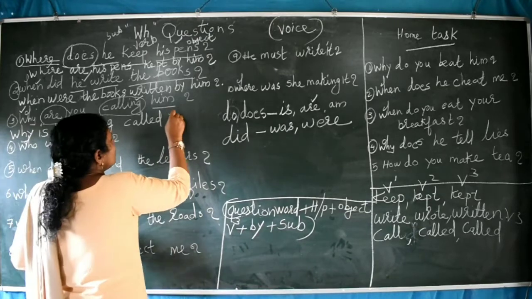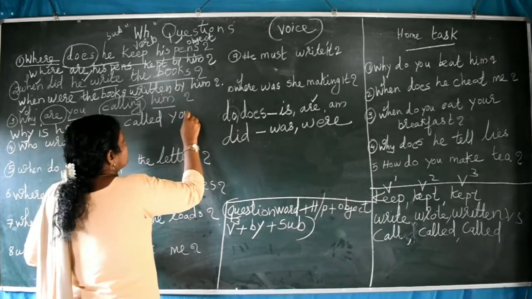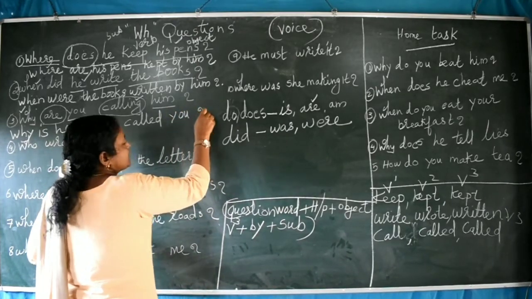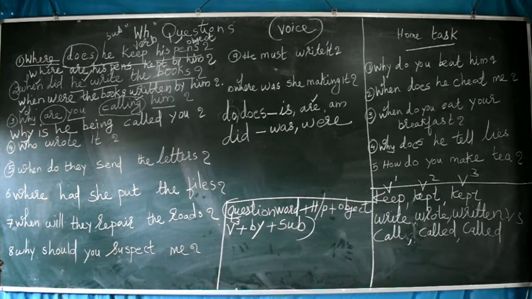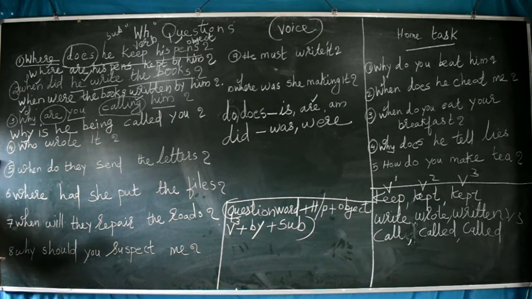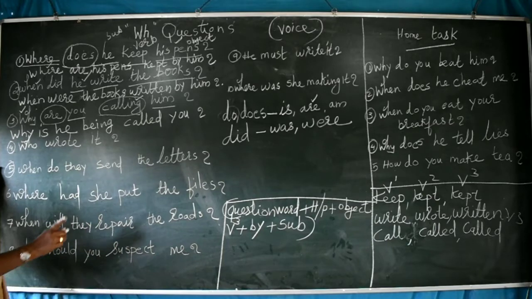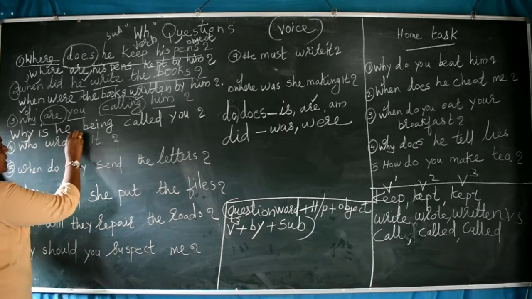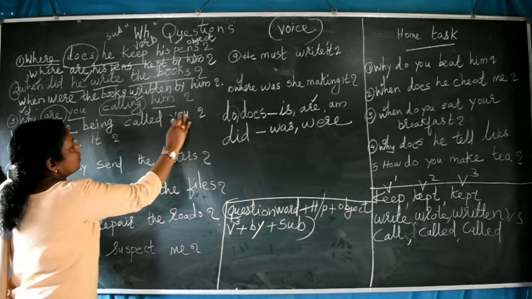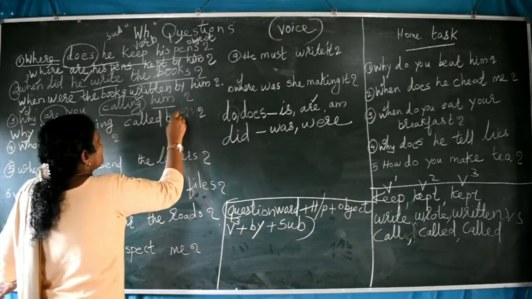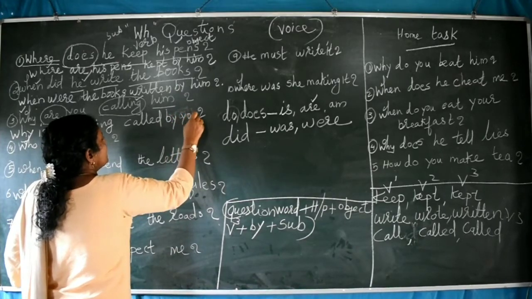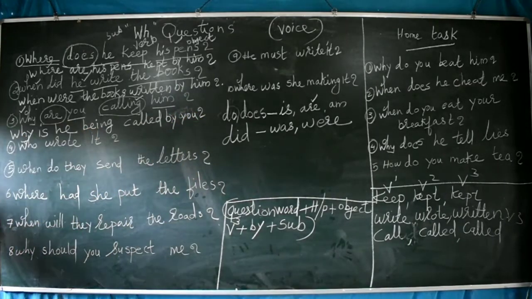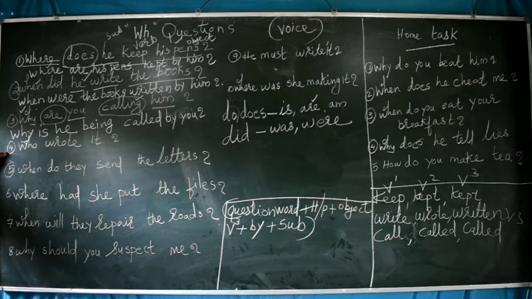By you. You in the subject place and object place remains the same. I, me will make; he, him will make; but you has no change at all. Don't forget, children, all these rules. Why is he being called by you? By you. Preposition by is also needed. Now we'll go to the next question, that is question number 4.